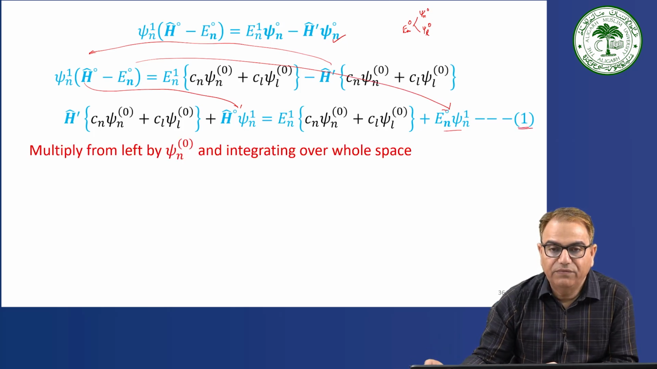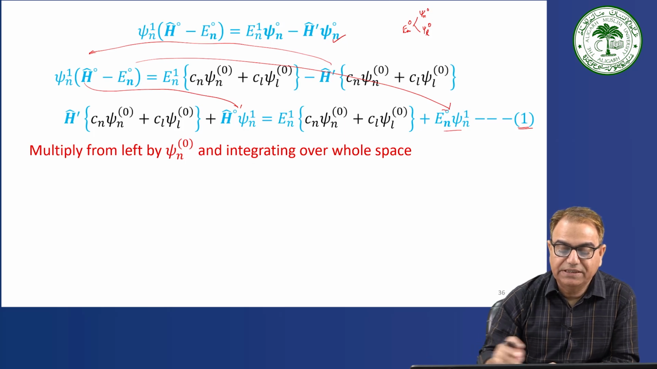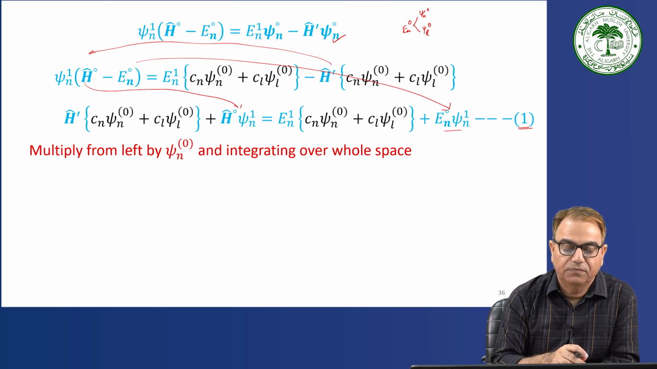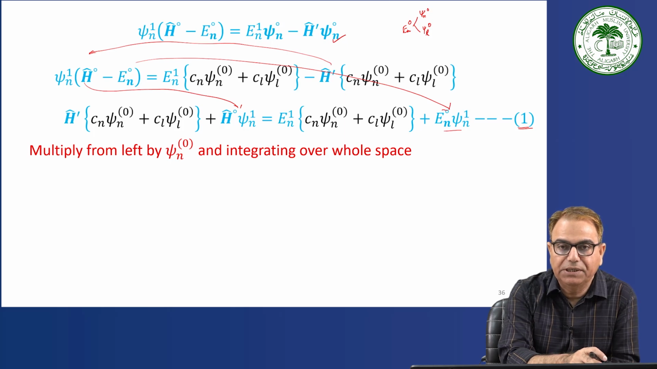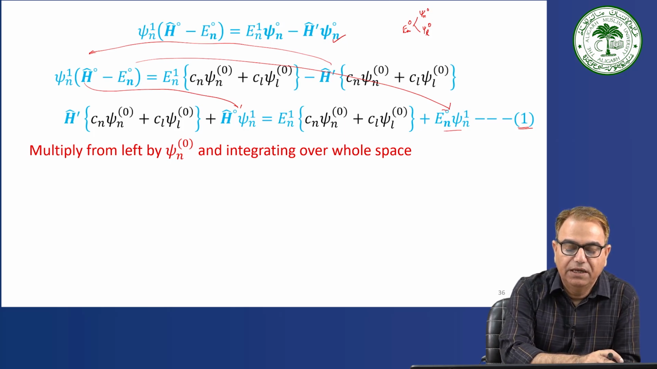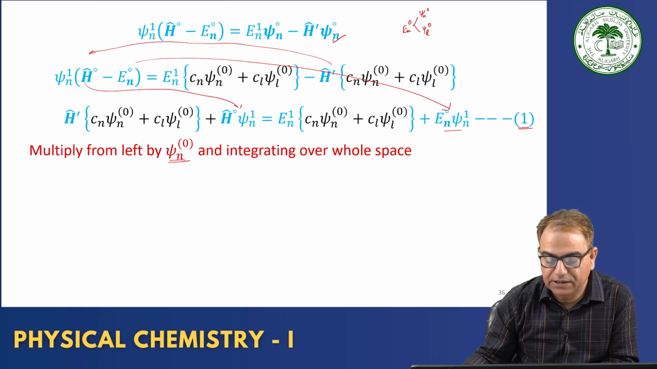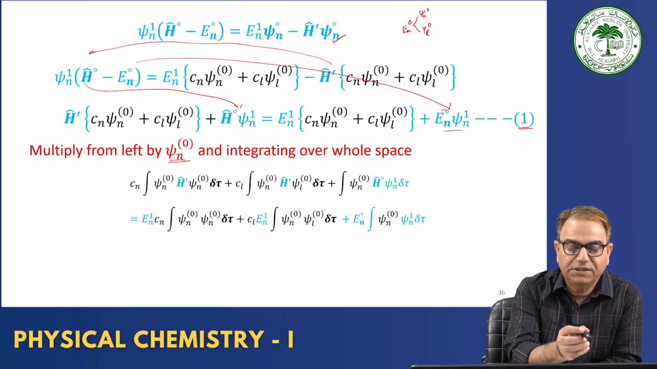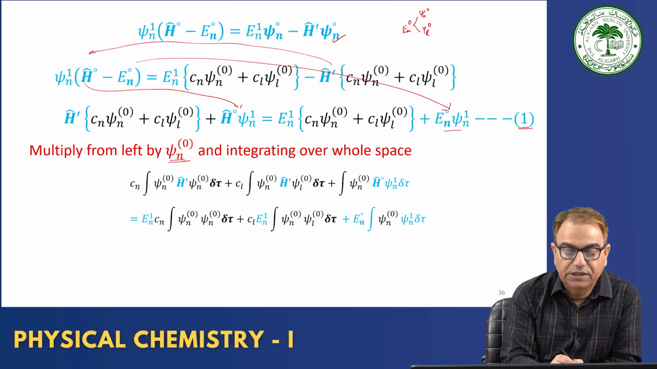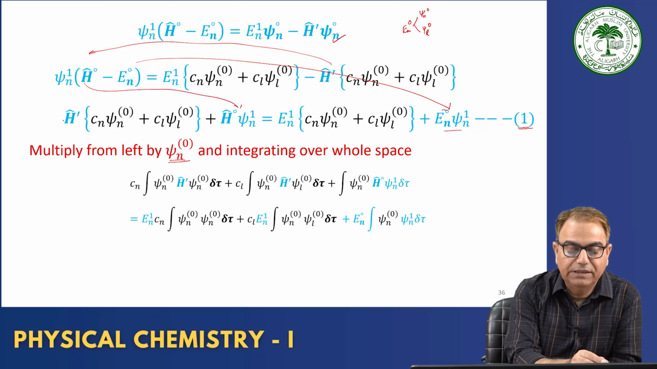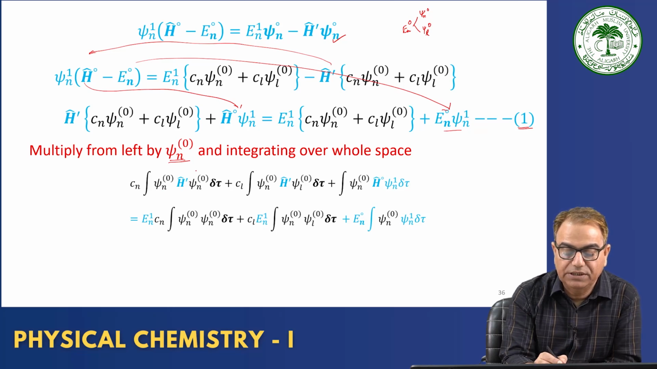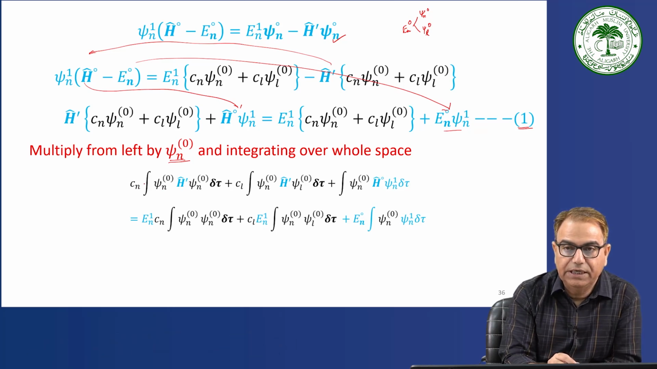Now what we do, we multiply from the left by psi n naught and integrate over whole space. If you do this multiplication, keep in mind the constant term you will bring outside, and then you will write this psi n naught star with which you are multiplying on the left hand side. So if you do that integration, for the first term, Cn is a constant, so Cn is outside the integration. Then psi n naught you are multiplying, then this H prime will come, and again psi n naught is there. So the first term will be Cn integral of psi n naught H prime psi n naught d theta.